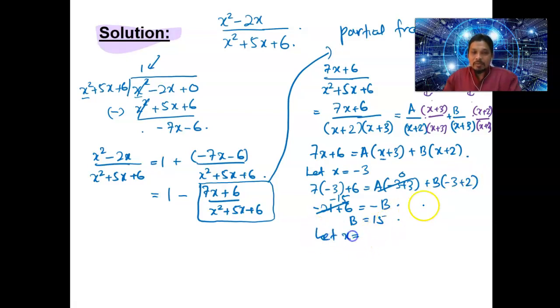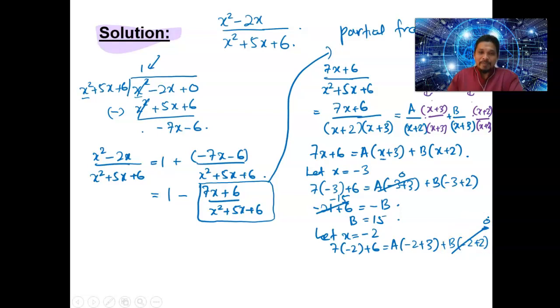Okay. And then let x equal to -2. According to this one here, x plus 2, -2 plus 2 equals 0. Okay, so then let x equal to -2. So 7 times -2 plus 6 equals a times (-2 plus 3), plus b times (-2 plus 2). Well, this is going to be 0 here.